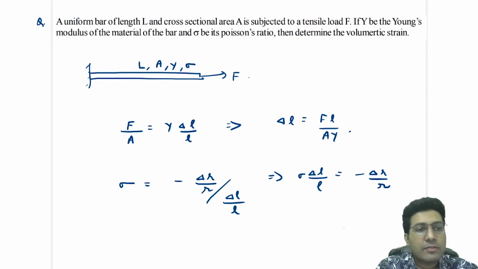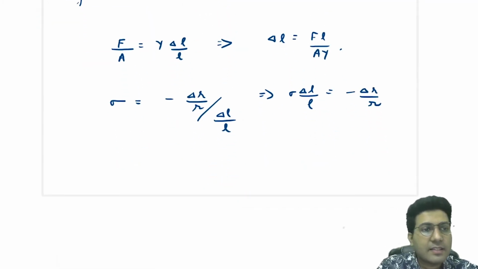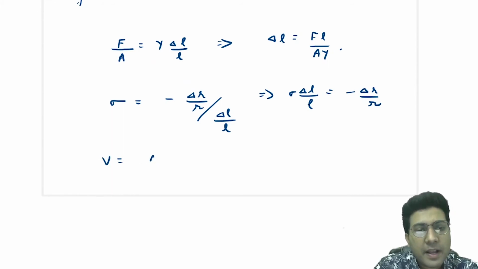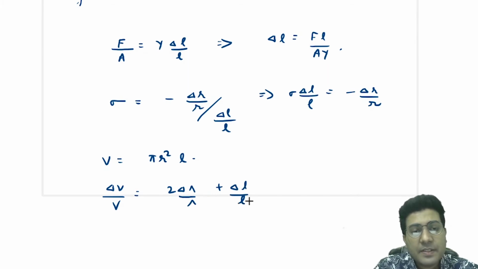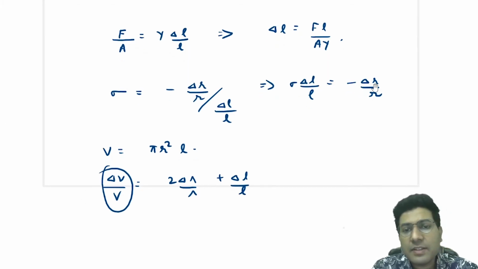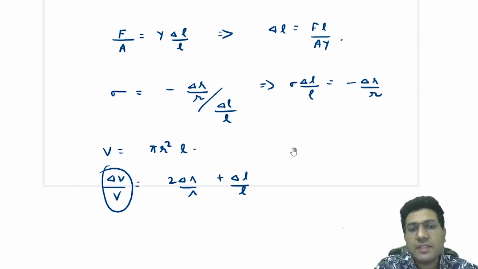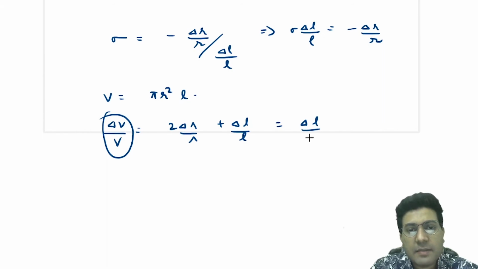Now you also know that they are asking you the volumetric strain. So that means they are asking you delta V by V. Now volume can be written as pi r square multiplied by L. So delta V by V can be written as 2 delta R by R plus delta L by L. They have asked you this delta V by V, but delta R by R we know is minus of sigma delta L by L. So you will get from here, this is equal to delta L by L common, 1 minus 2 sigma.